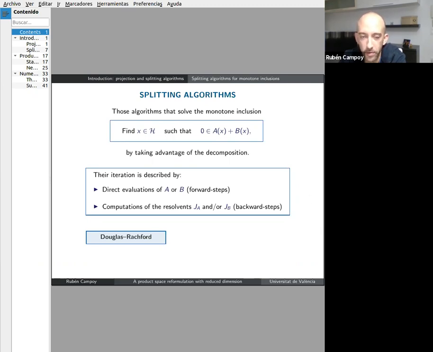But there are many other splitting algorithms, such as forward-backward or ADMM, which in this case uses one forward step and one backward step. ADMM is for composition with a linear mapping, and there are many others. But we will be focusing on Douglas-Rachford in this talk.